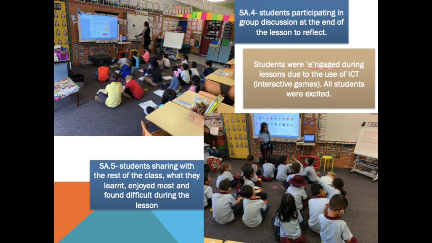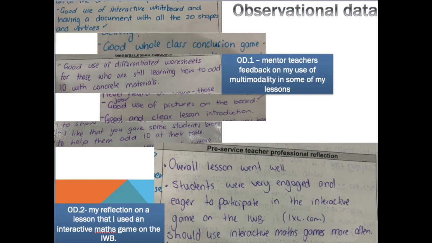SA.4 shows students participating in group discussions at the end of the lesson to reflect on the IWB. SA.5 shows students sharing with the rest of the class what they enjoyed most and found difficult during the lesson. She mentioned that I used whiteboards, IWB, concrete materials, pictures, iExcel, and conclusion games. These feedbacks were taken out from different lessons.